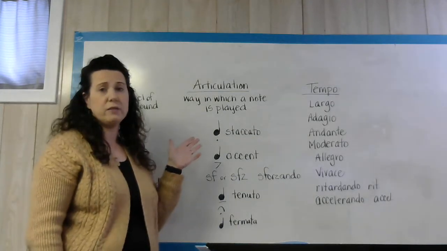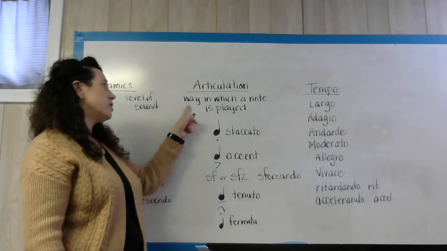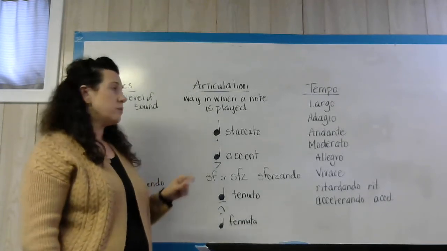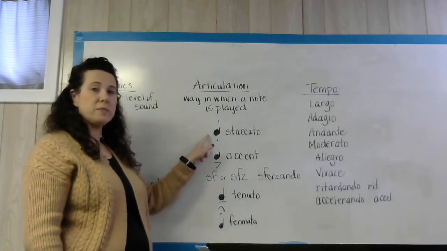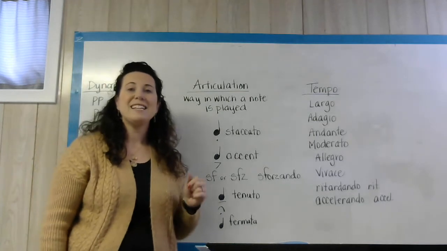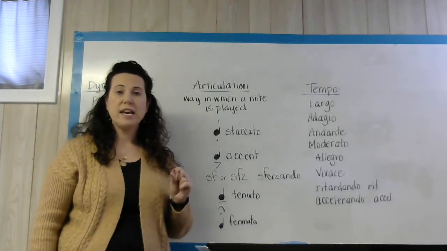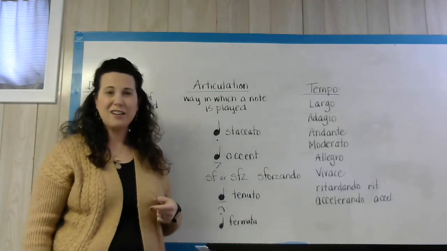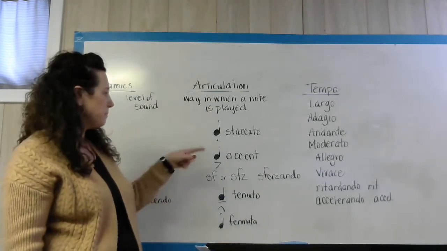Here's articulation. Articulation is a way in which a note is played. So if you were asked to play this note on your instrument and it has a little tiny dot underneath of it, some of you have done this before. It's staccato, short and crisp notes, da. Really strong attack with your tongue if you're playing it on your band instrument.